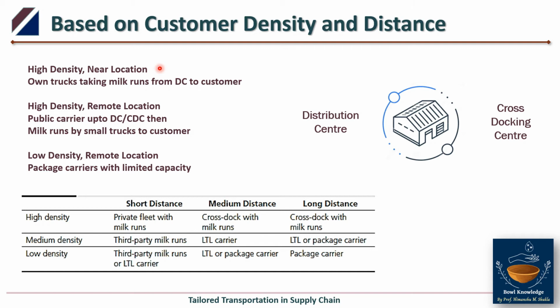So basically, what design is preferable? There should be own trucks taking milk run from DC to customer. As you know, distribution center to customer. If you have own trucks, that is good, because you have high density of customers at a near location.